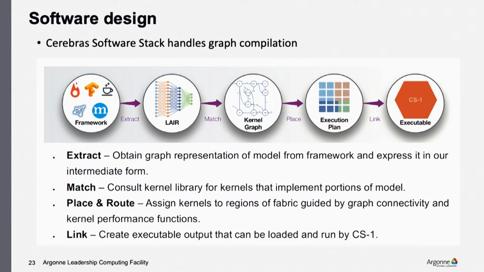Both of the kernels implemented on the Cerebras are high performance. The third step is to place and route the kernels to the real hardware by the graph connectivity and the kernel performance function. And the last one is to link to create an executable output that can be loaded and run on the CS2. So this is briefly the workflow of how to run a model on the CS2.